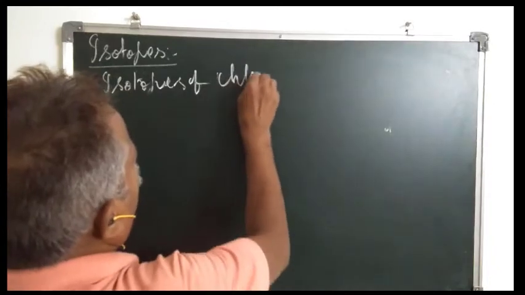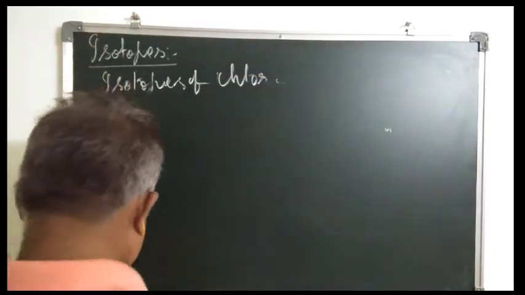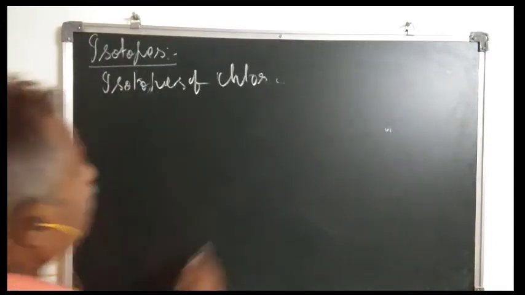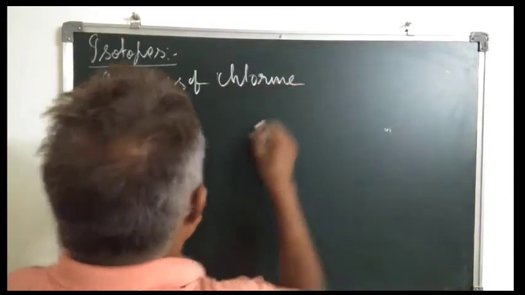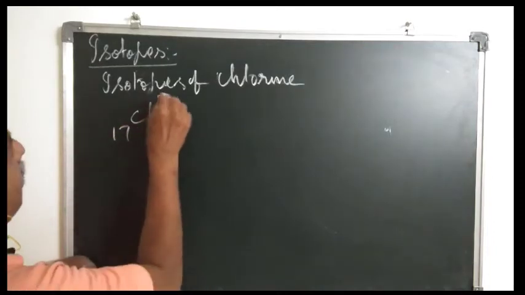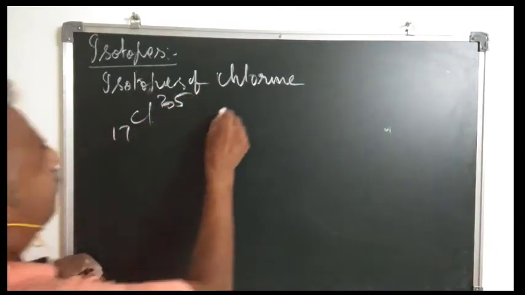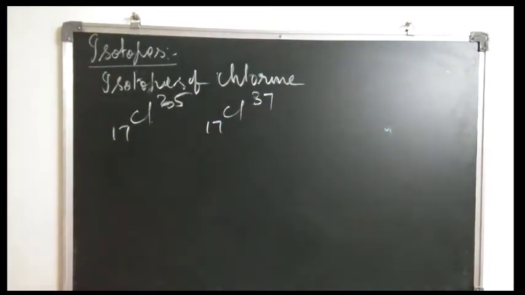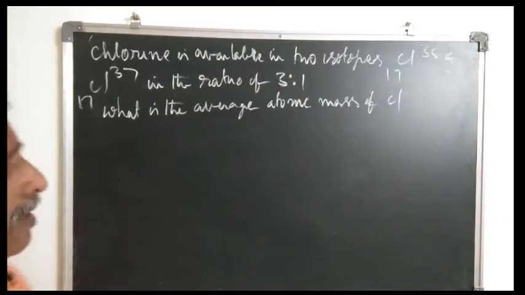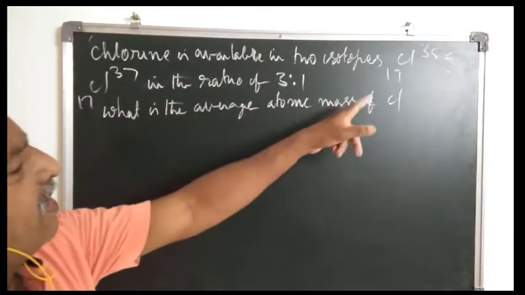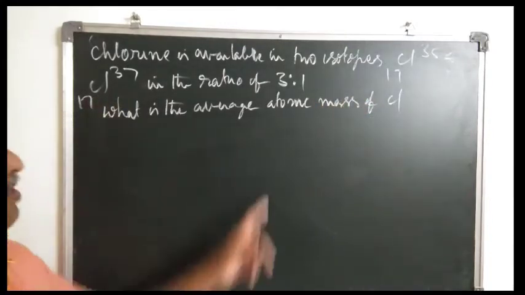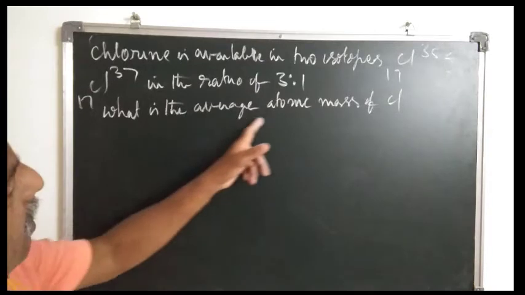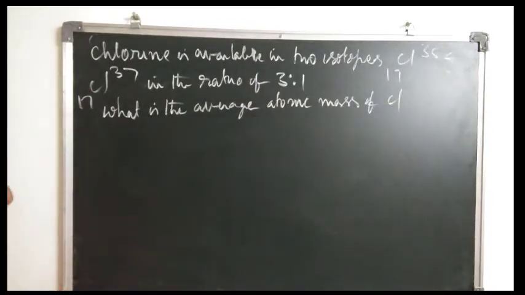Isotopes of chlorine. Chlorine has two isotopes, Cl-35 and Cl-37. Therefore this is the heavier isotope, this is the lighter isotope. Now let us do a small numerical. Chlorine is available in two isotopes, Cl-35 and Cl-37 in the ratio 3:1. What is the average atomic mass of chlorine?